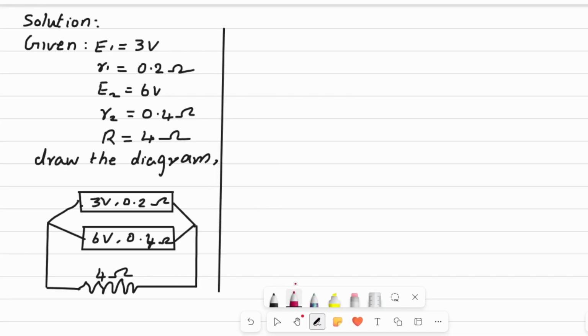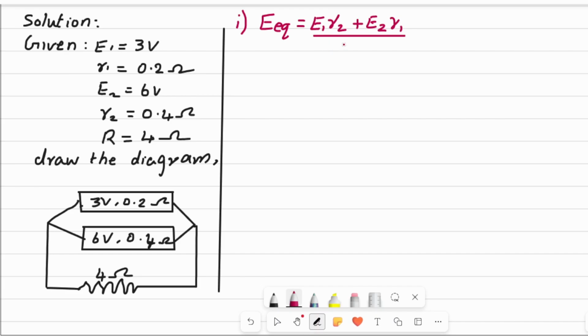Now we can enter into the answer part. So first part, there are 3 parts, right? So we want to find the net EMF, equivalent EMF. For that, you have to write the relation, the weighted average equation, that is (E1 R2 + E2 R1) divided by (R1 + R2). Then substitute the values: 3 into 0.4 plus 6 into 0.2. That is the E1 R2 plus E2 R1 value.